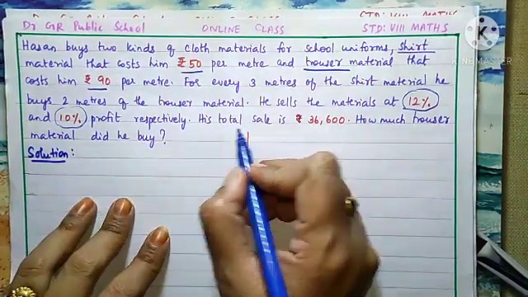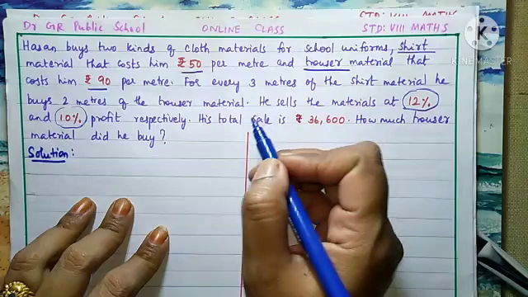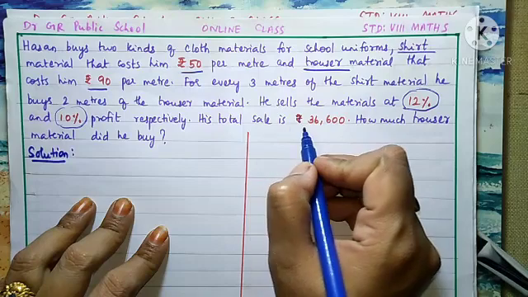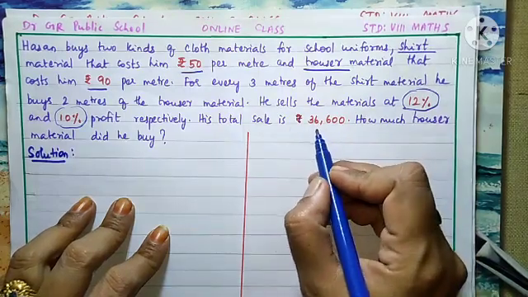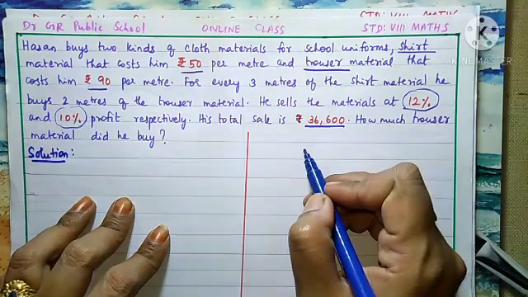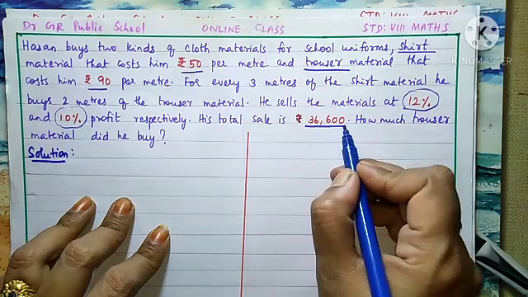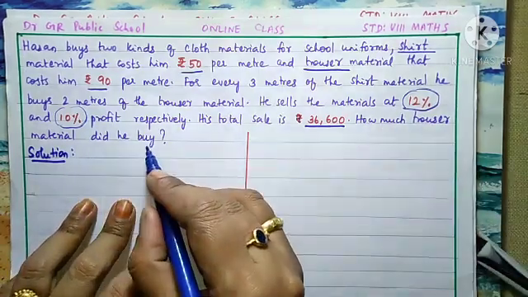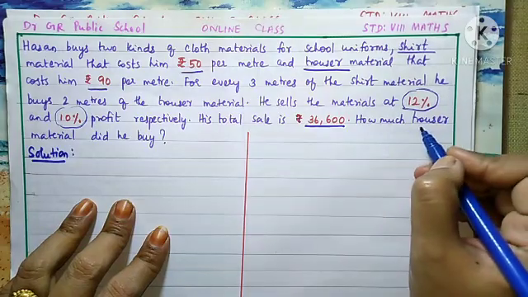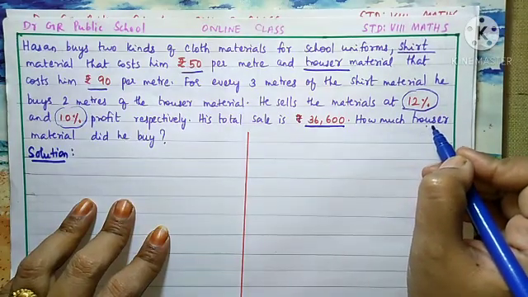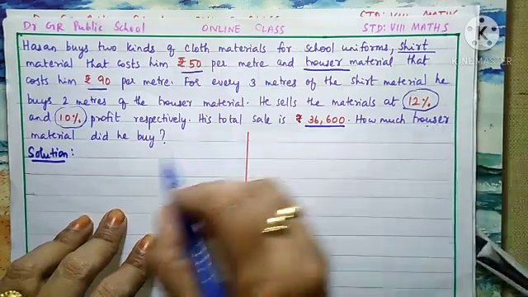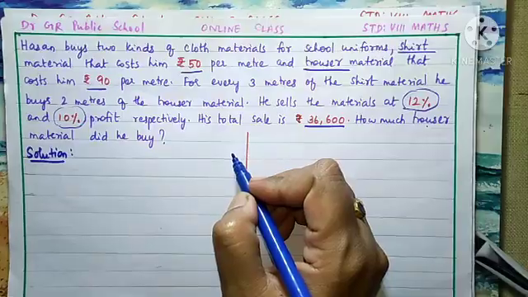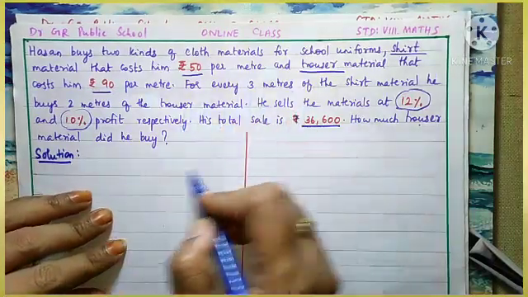Now the total sale after selling all the meters of cloth materials is rupees 36,600. This is the total selling price. Total sale means selling price. We need to find out how much trouser material he bought, that is, the total length of trouser material. So all of you got a clear idea about the question.